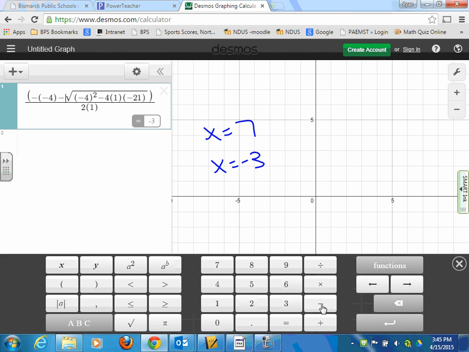Okay, that's the main stuff from 9.6. There's also the discriminant, but come in for help and I will talk to you about what the discriminant means.